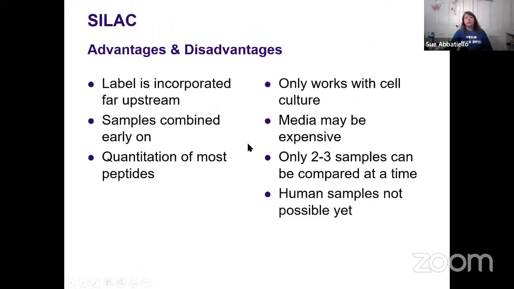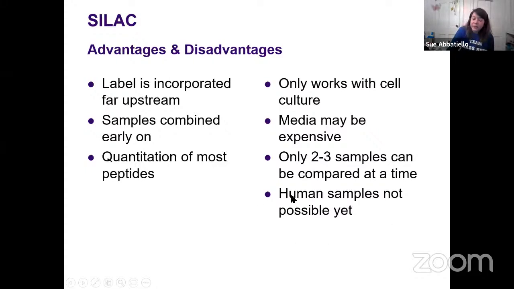And so this quickly goes over the advantages and disadvantages of SILAC. The advantages are that the label is incorporated very far upstream and the variability is accounted for through this. The samples are combined early on, and the quantitation of most peptides is possible as long as you see the presence of the light and the heavy, or 2 out of the 3 if you're doing a 3-way. Unfortunately, this only works the way it's been designed with cell culture, and the media may be expensive, and only 2 or 3 samples can be compared at a time.